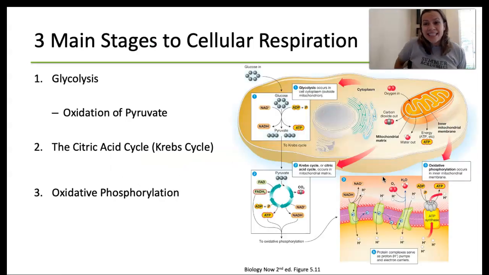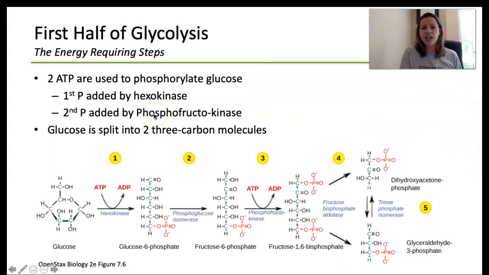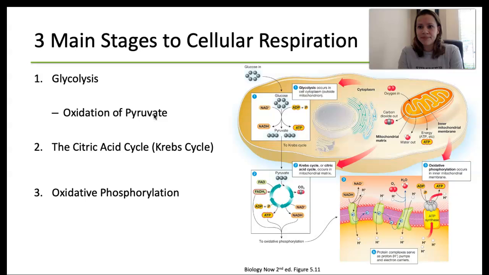So there are 3 main stages to cellular respiration: glycolysis, the citric acid cycle, which you will often see called the Krebs cycle because the person who first described it was named Krebs, and oxidative phosphorylation. There's also a transitional section called the oxidation of pyruvate.